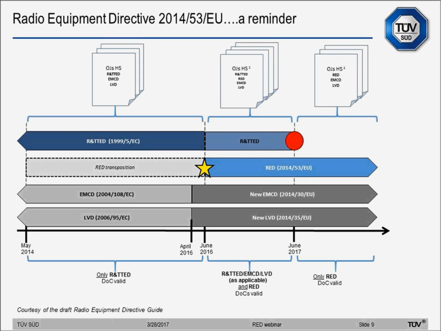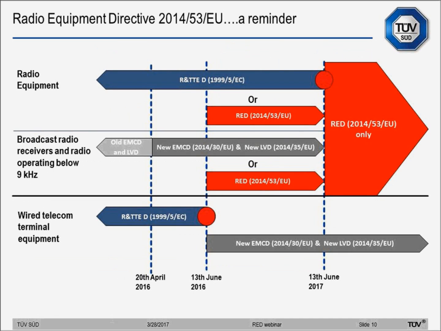So let's put these timelines into perspective for the various product types. If you look at the top timelines for radio equipment, and by radio equipment I mean all radio equipment currently falling under the scope of the R&TTE Directive, you can see that during the period of the 13th of June 2016 until the 12th of June 2017, you can currently use either the R&TTE Directive or the RED. From the 13th of June 2017 onwards, only the RED can be used.